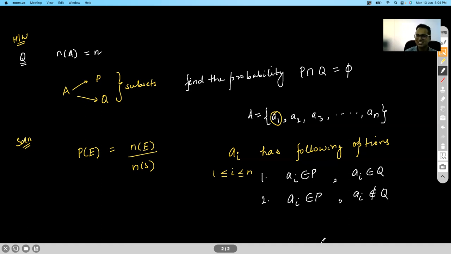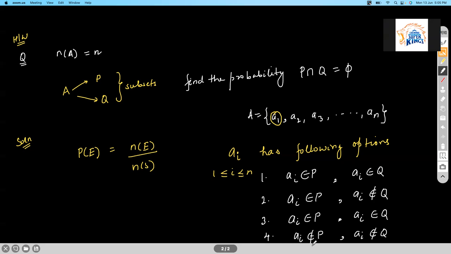Now you tell me what could be a third possibility. It could go to both, correct, Zion? It could go to both P and Q. Tell me what could be the fourth one? Neither. Absolutely, Naren. It could go nowhere also. Now, isn't that the first option? First and third are the same thing? No. In the first one, it is going to both of them. In the last one, it is going to none of them.